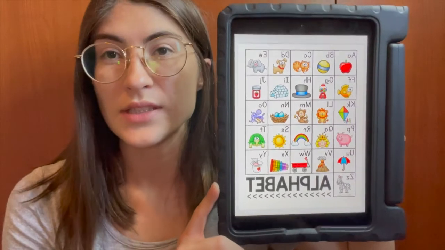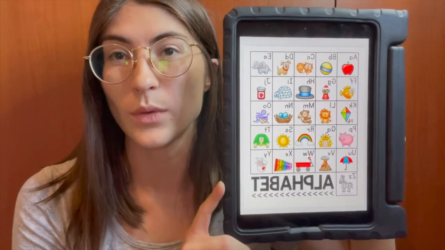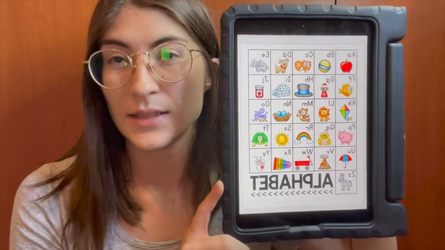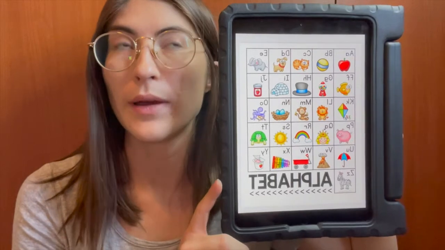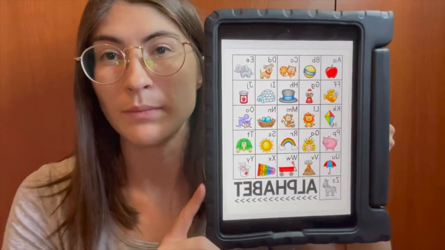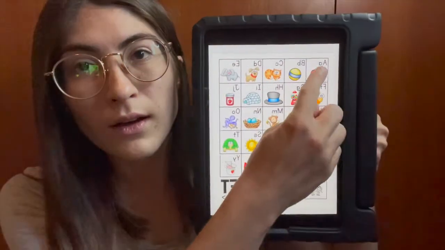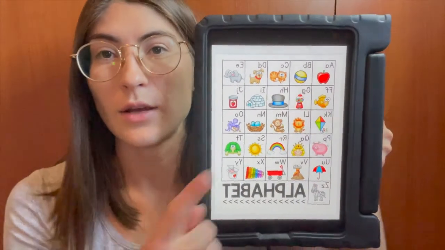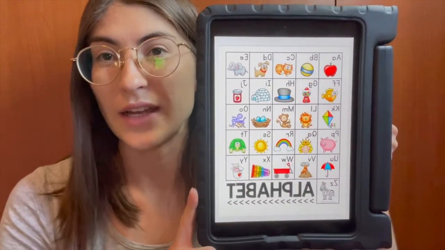So if students, for example, are trying to figure out which letter the word bat begins with, they can think, well, bat begins with B, but what letter is that? So maybe they can look at the pictures and see, which of these pictures begins with B? And they can see, oh, the ball. And so they can know that this letter, B, is the letter to write when sounding out the word bat.